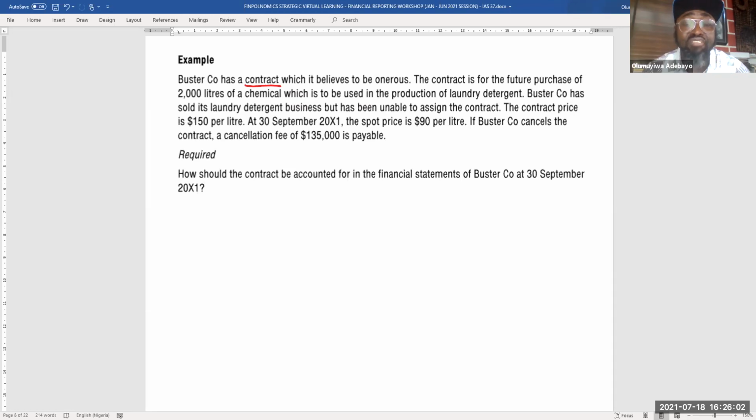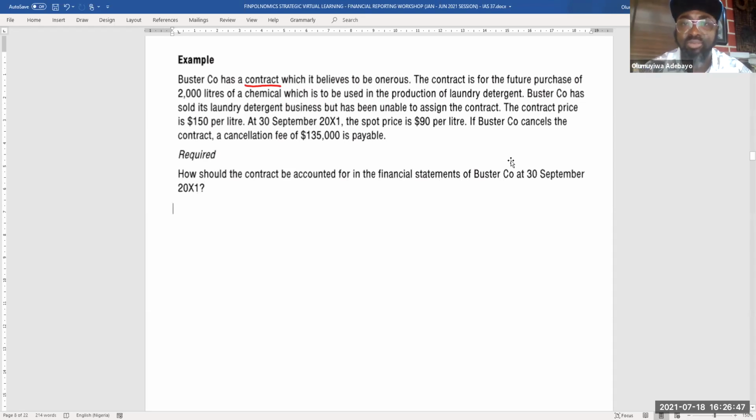Now, the question then is, if I don't take it, I must pay that supplier a cancellation fee of $135,000 and I walk away. Or I must take that 2,000 liters at 150. The question then is, can I make provision? That's the first question. Two, if I can make provision, what will be the maximum amount of money I will provide for? Is it 135,000 naira payable as cancellation fee? Is it 150 times 2,000 liters, which is 300,000 naira, that I must use to buy that chemical? Or what? That is the question.